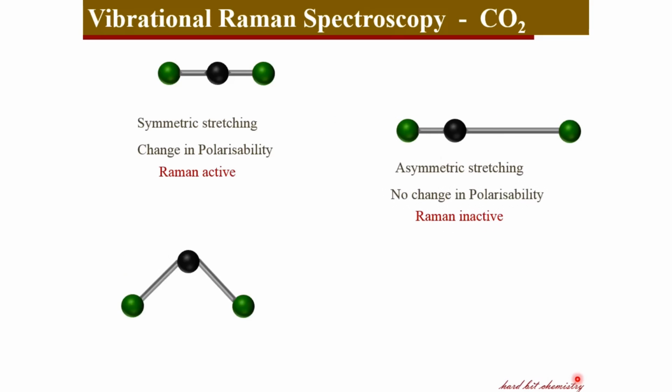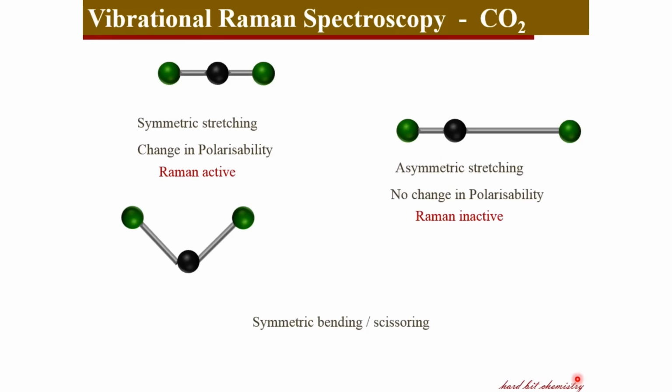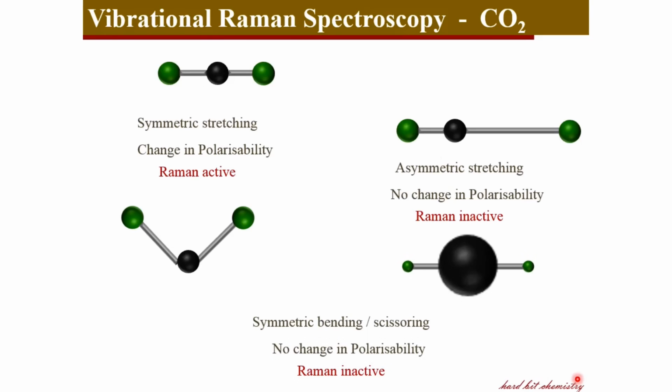And the two bending motions, the in-plane bending and the out-of-plane bending, are Raman inactive because there is no change in polarizability. So we can see that among the four different vibrational modes in carbon dioxide, only the symmetric stretching is Raman active, whereas the asymmetric stretching and the two bending modes of vibration are Raman inactive.